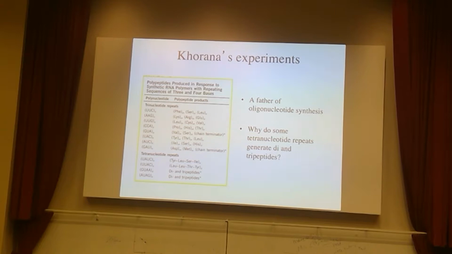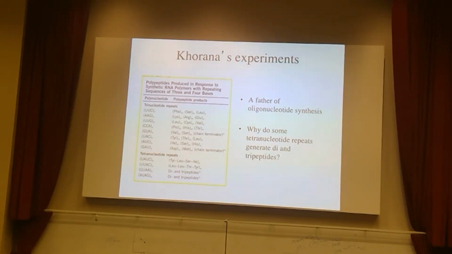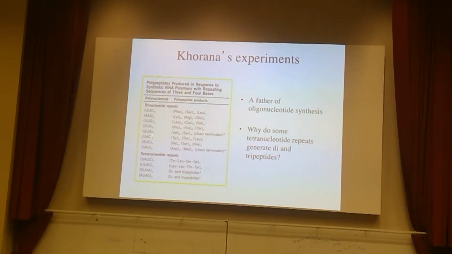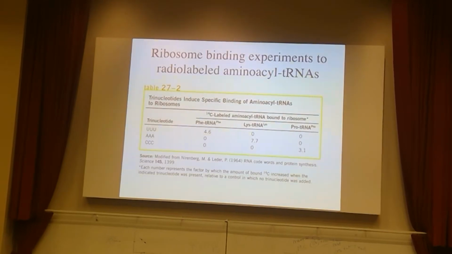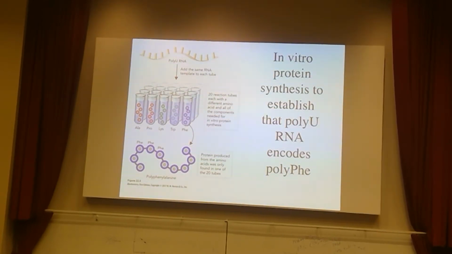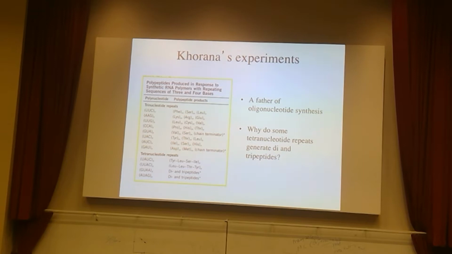And because he could make specific DNA sequences, he figured out how to transcribe them into particular RNA sequences, and now he had specific RNA sequences that he could feed into these cell-free protein expression systems, and that was really the advance that allowed them to completely crack the genetic code.